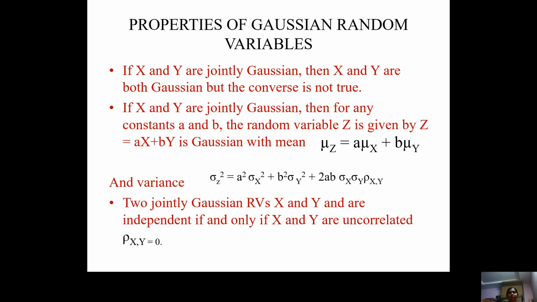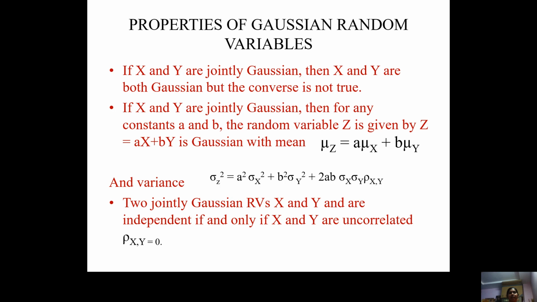And coming to the properties of Gaussian random variables. If x and y are jointly Gaussian, then x and y are both Gaussian, but the converse is not true. That means if x and y are jointly Gaussian with the probability density function mentioned previously, then both x and y are Gaussian. But the converse, that is, if x is Gaussian and y is Gaussian, it is not necessary that x and y are jointly Gaussian. That converse will not be true. But if they are jointly connected by the Gaussian expression, then the separate random variables x and y are Gaussian.